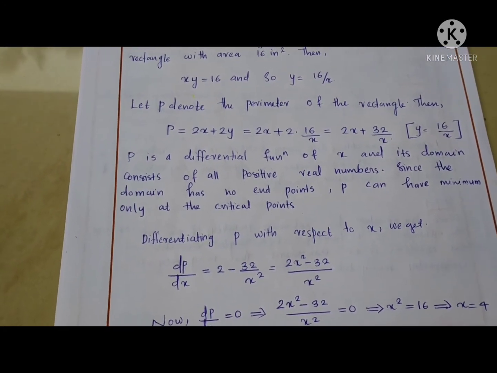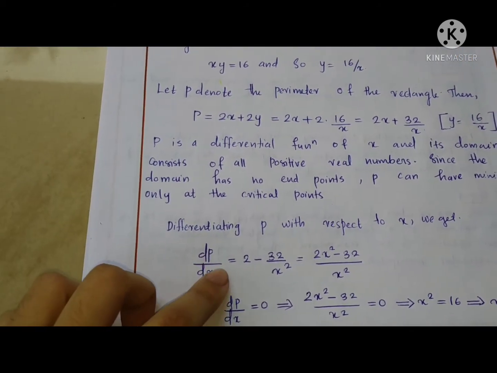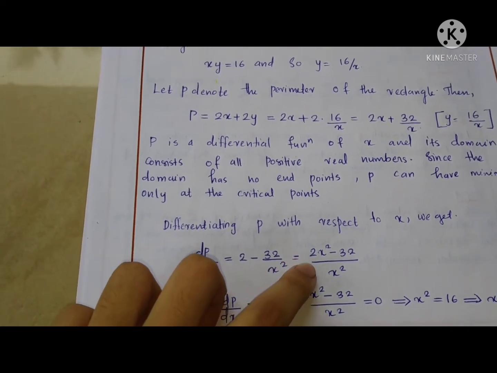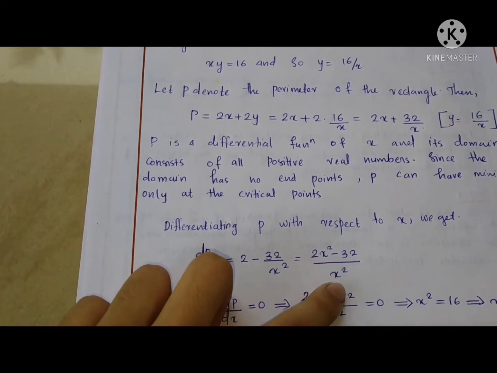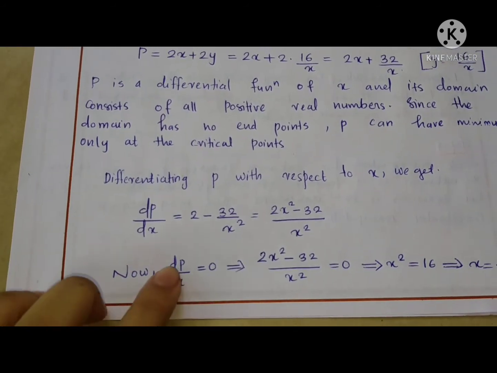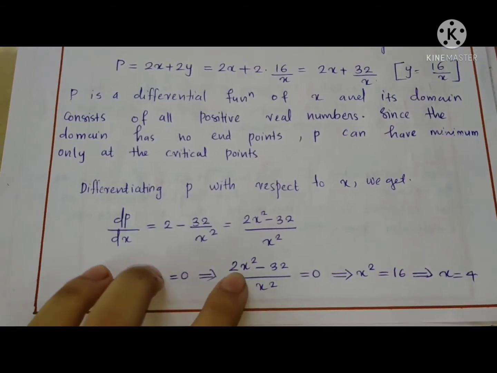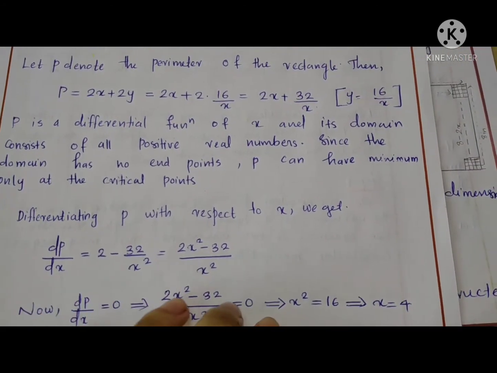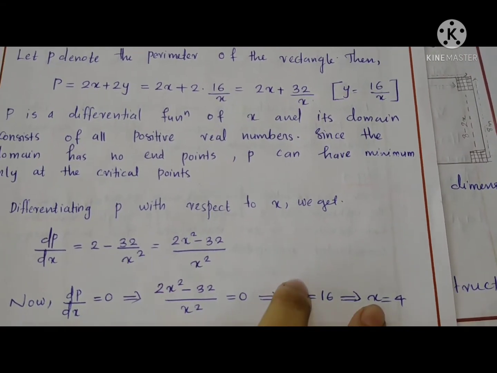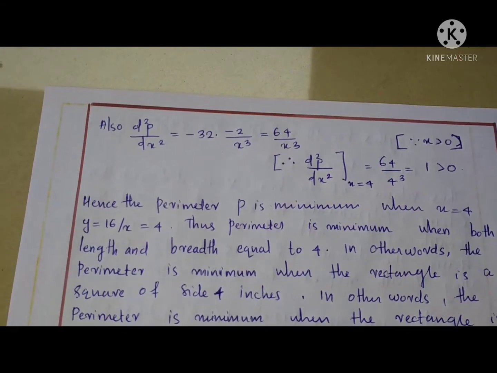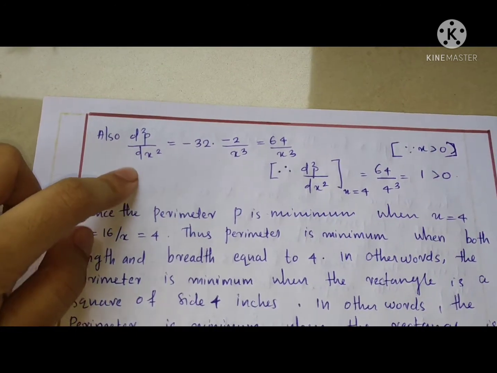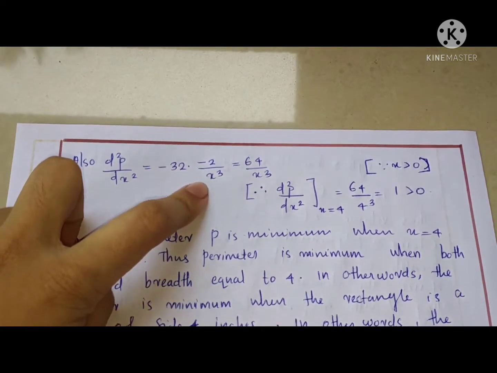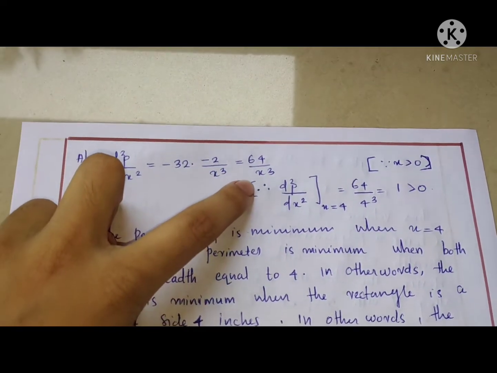Differentiating P with respect to x, we get dP by dx equal to 2 minus 32 by x square, that is equal to 2x square minus 32 by x square. Now dP by dx equal to 0, then 2x square minus 32 by x square is equal to 0, that implies x square is equal to 16, then x is equal to 4. Then d square P by dx square is equal to minus 32 into minus 2 by x cube, equal to 64 by x cube.